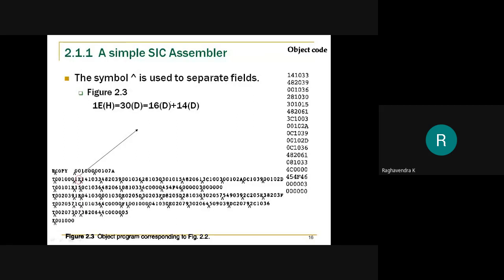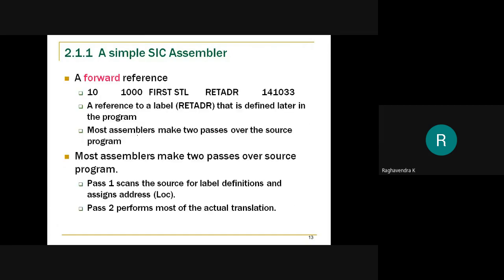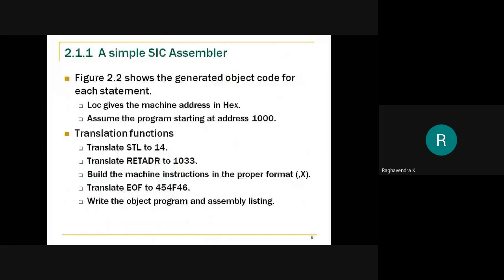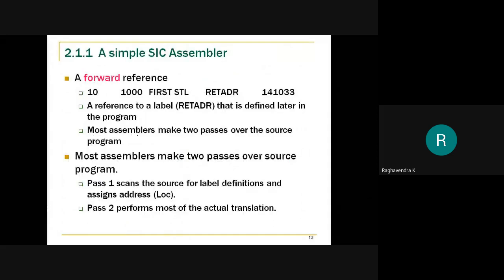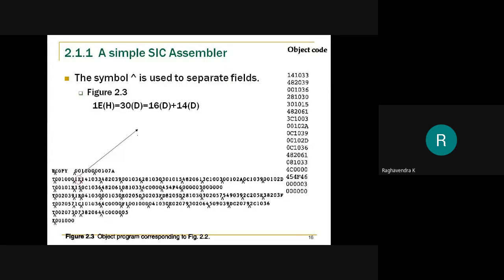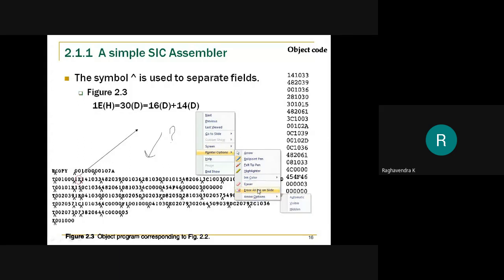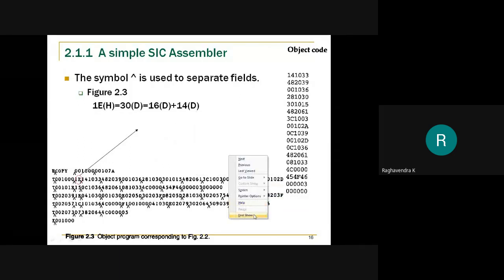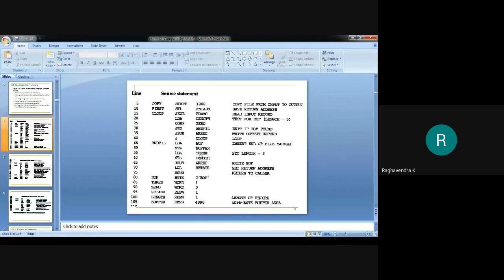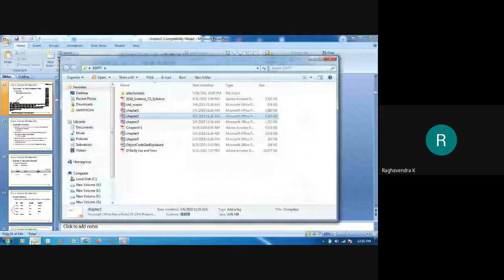So how do we convert this program into an object program? That's the question, and that's the important part of the assembler. We'll just change the PPT for you. So how do we convert that?